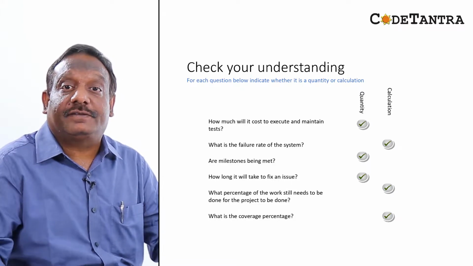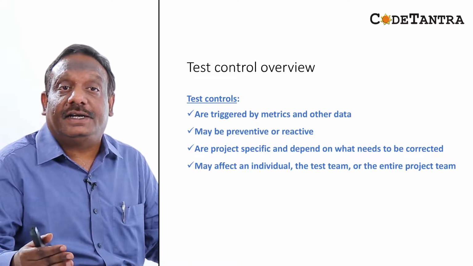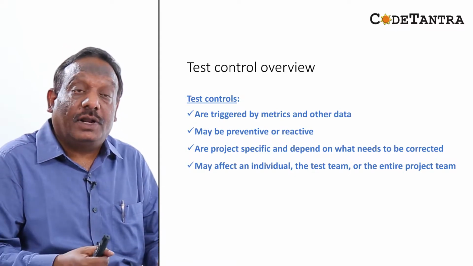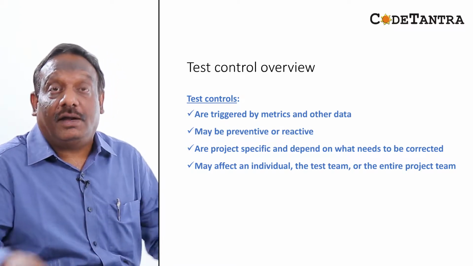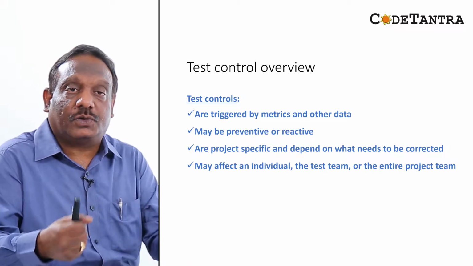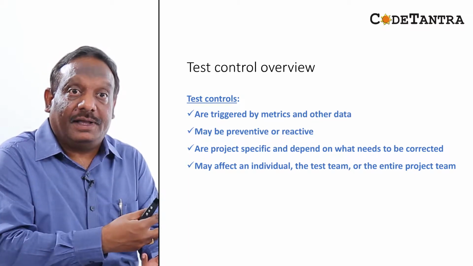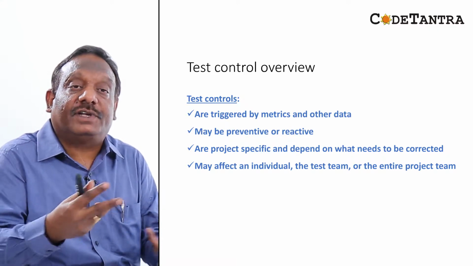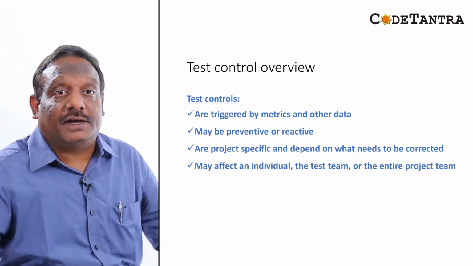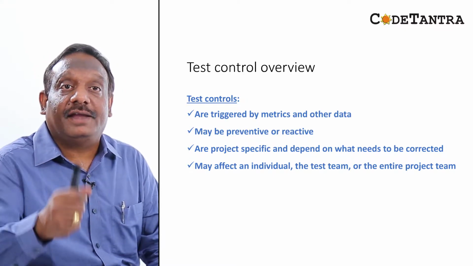Then next is the overview of test control. So test control is actually generally triggered by metrics and other data. Again, test control can be preventive or reactive. What do you mean by that? If you take a few actions to control the project upfront before the event has happened, then we call that kind of test control a preventive measure. Whereas let's say the event has already occurred and then you are somehow adjusting, then it's called a reactive control.